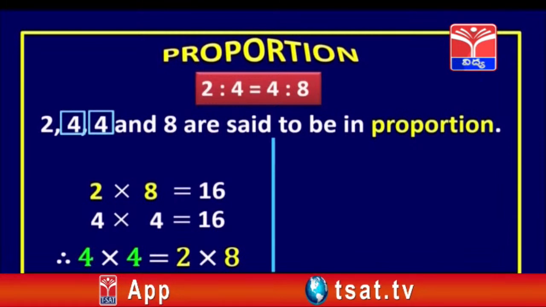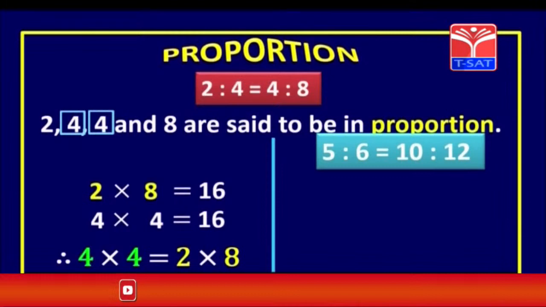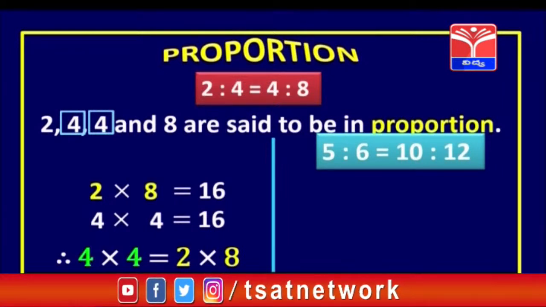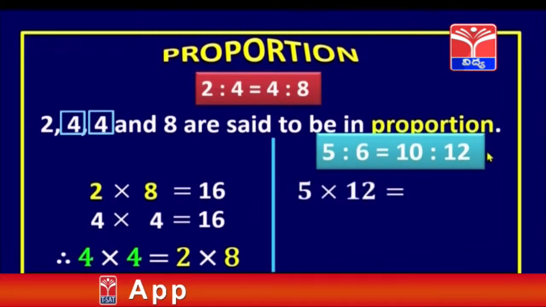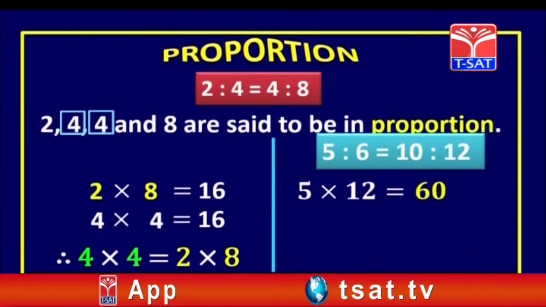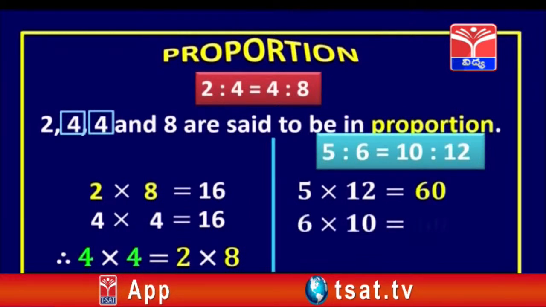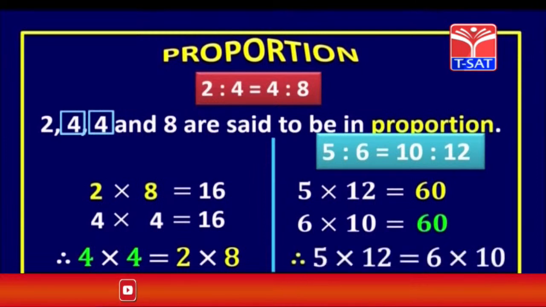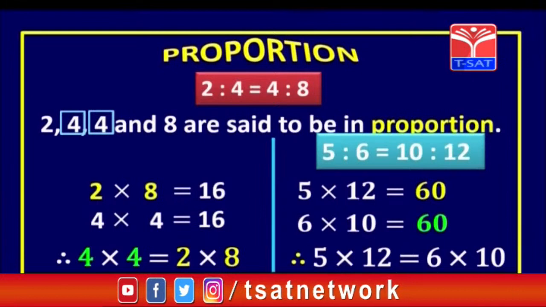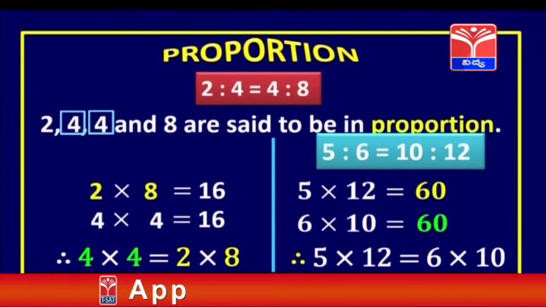Now let us take another example also, children. I take 5:6 equal to 10:12. Now here these are also in proportion, isn't it, children? Now we'll multiply the first one and the last one, children, that is 5 and 12. How much do you get? 60. Now let us multiply the middle ones also, that is 6 and 10, you get even 60. I can write 5 into 12 is equal to 6 into 10. Now this is true for any two ratios which are equal, that is, if four numbers are in proportion. Got it, children?